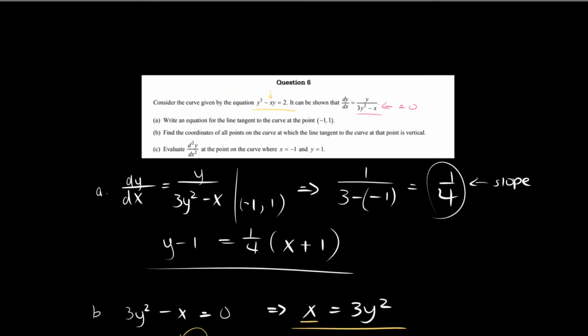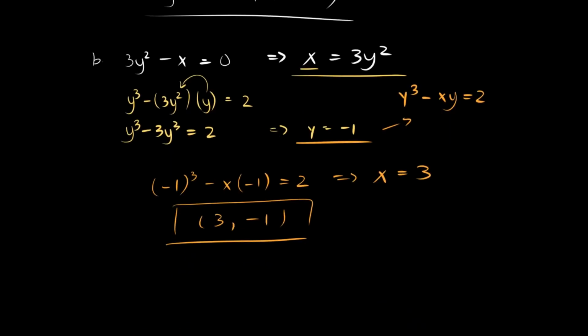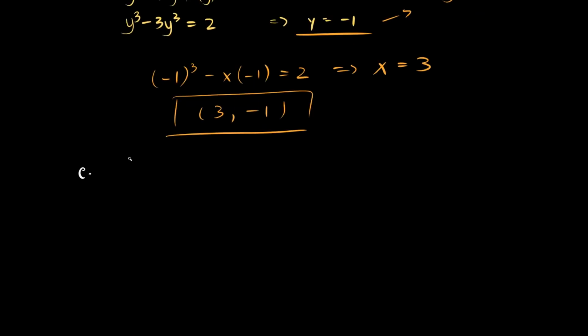Now part C asks us to evaluate the second derivative at the point on the curve when x is equal to -1 and y is equal to 1. So, we know we're given dy dx, the first derivative, and this is equal to y over 3y squared minus x. And we want to find the second derivative. To find the second derivative of this equation, you would just take the derivative of both sides. So the derivative of the derivative would be just the second derivative.